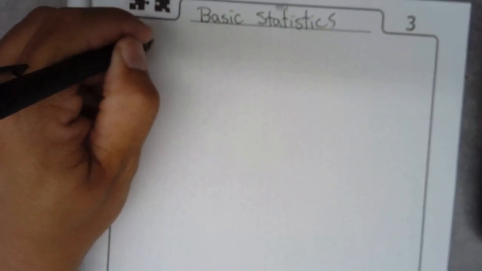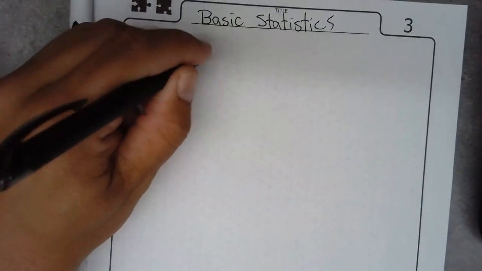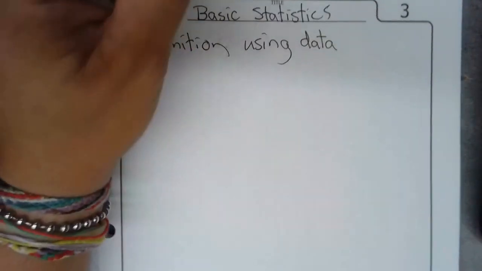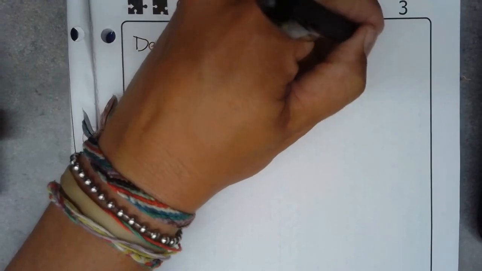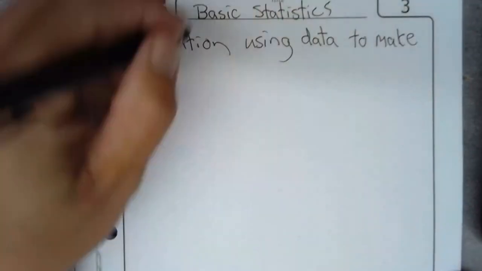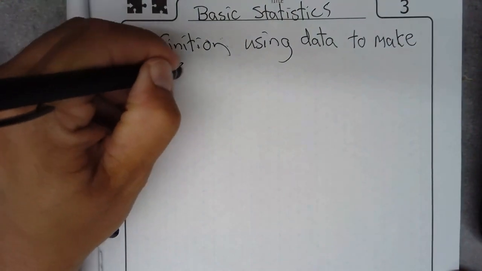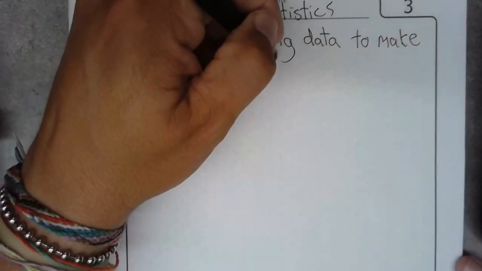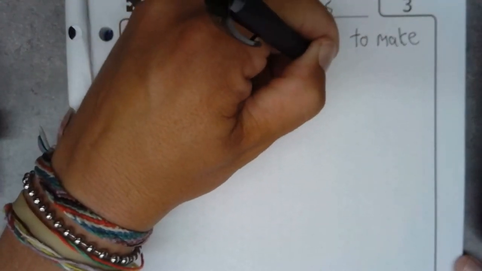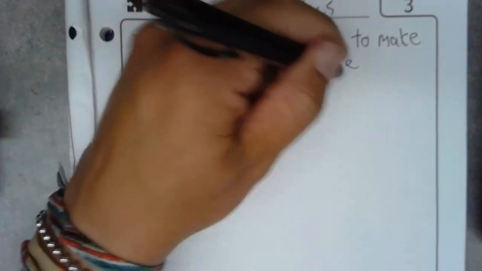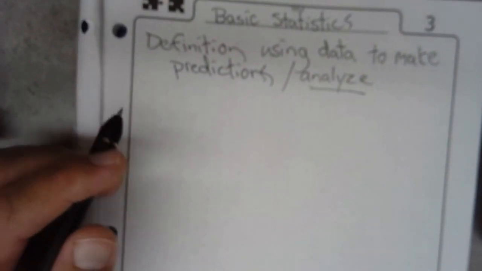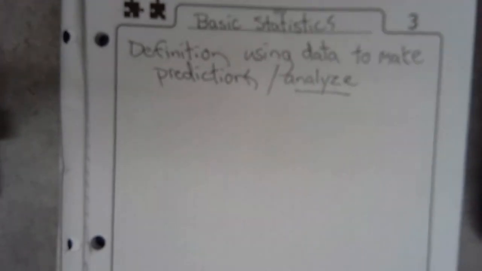All right, so the definition of statistics is using data, typically large amounts of data, using data to make predictions. And typically we will have to analyze that data to make those predictions. Okay, so there's different ways to analyze data. We are going to look at a couple simple ones.